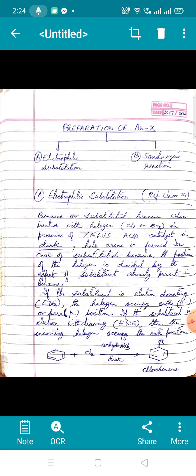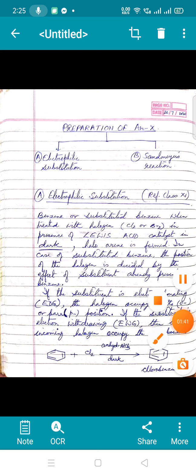Now if you already have a substituent in the benzene ring, then the position of the incoming halogen will be decided by the effect of the group which is already present. Let us try to understand with examples.